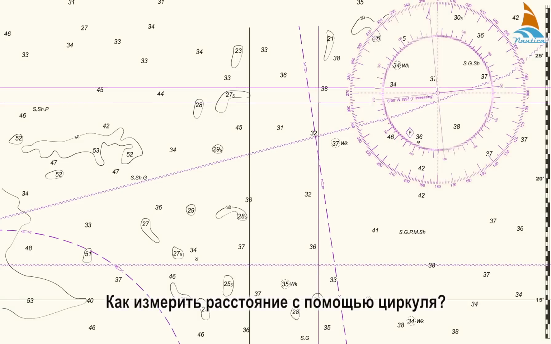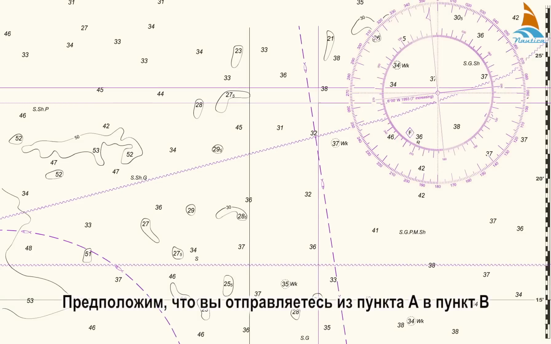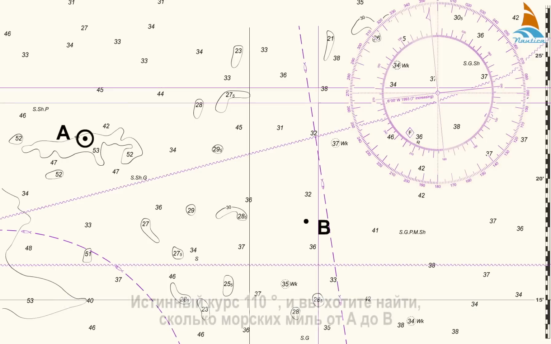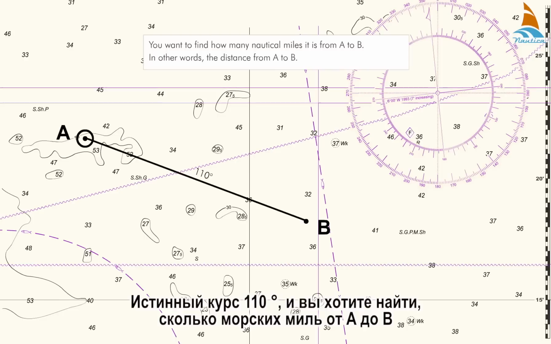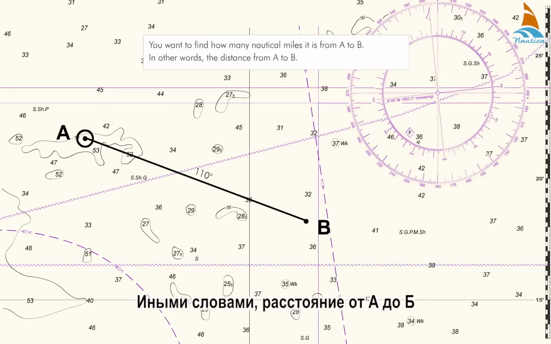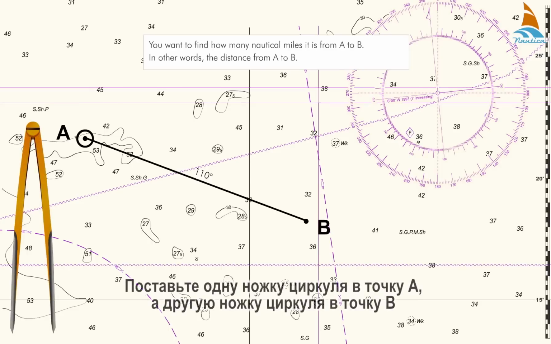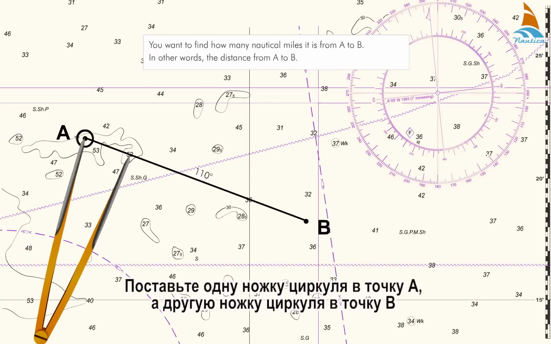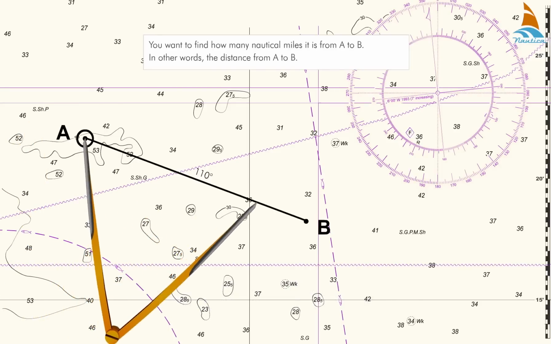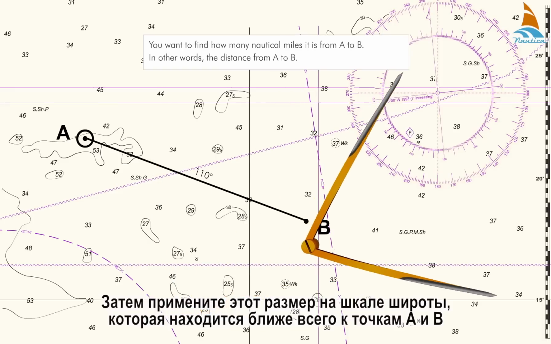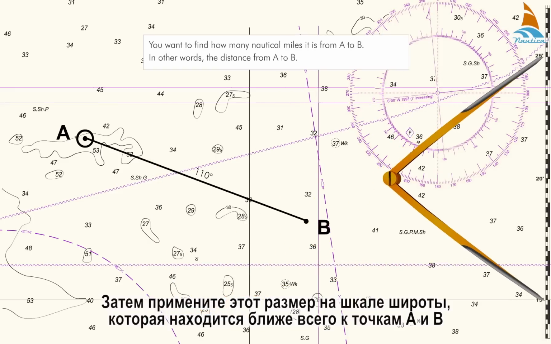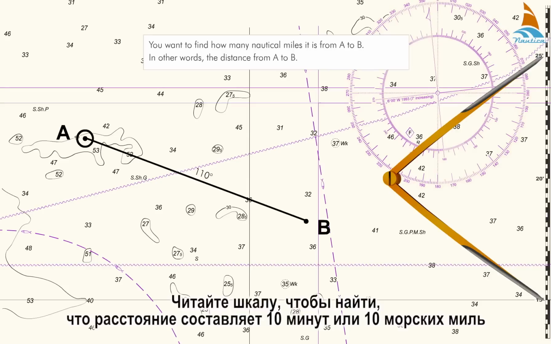How do you measure a distance using the dividers? Let's assume you sail from point A to point B. The true course is 110 degrees, and you want to find out how many nautical miles it is from A to B. In other words, the distance from A to B. Place one leg of the divider at point A and the other leg at point B. Next, apply this span on the latitude scale which is closest to points A and B. Read the scale to find that the distance is 10 minutes or 10 nautical miles.